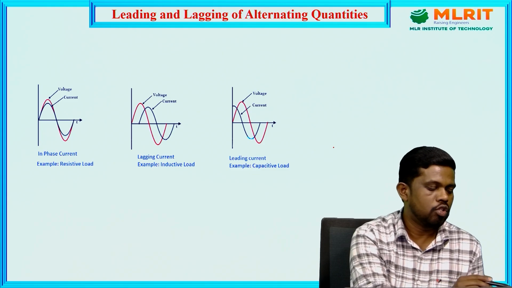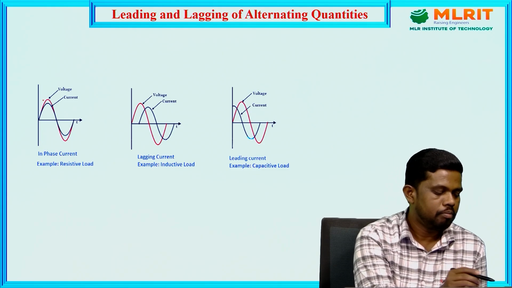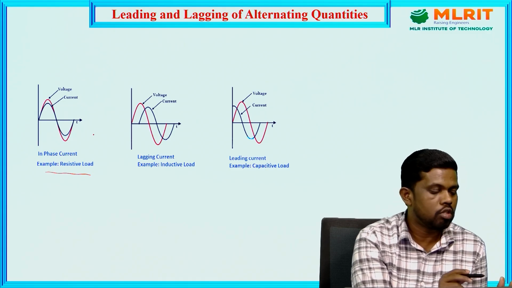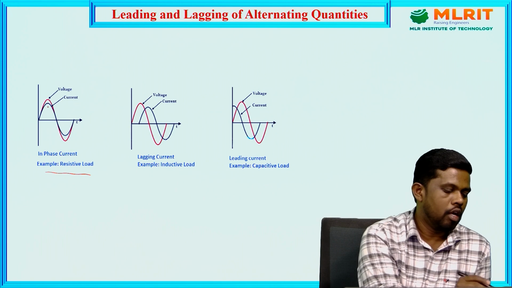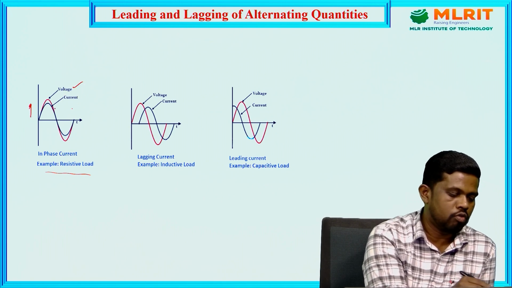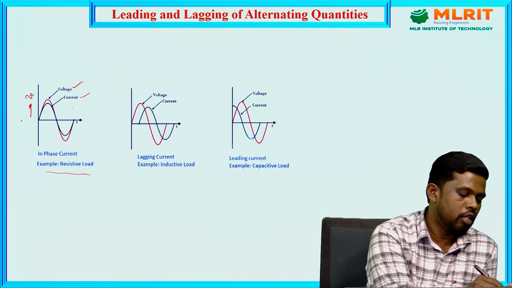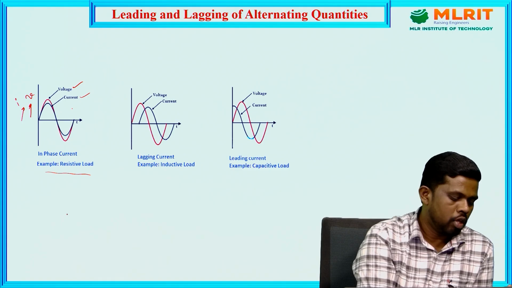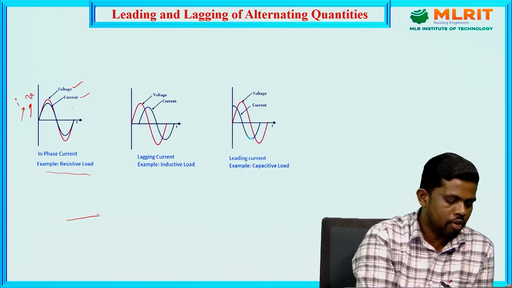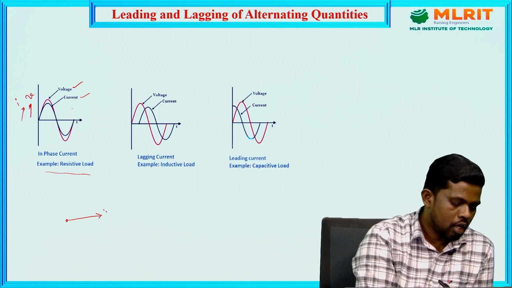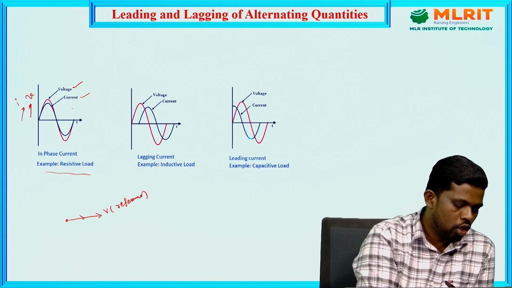Let us take this instant, instant number 1. These things happen in a pure resistive load. Let us say the red one is the voltage, and the black one is the current. To draw the phasor representation of this, we need to take the voltage as the reference. With reference to the voltage, the current is always in the same phase.